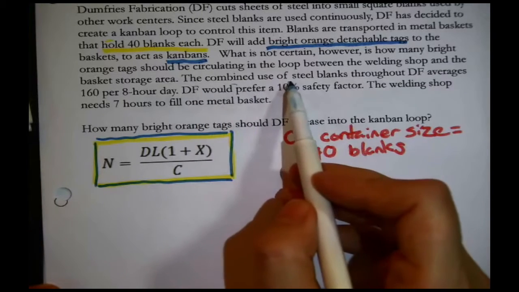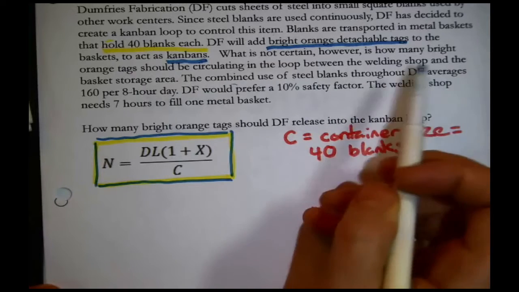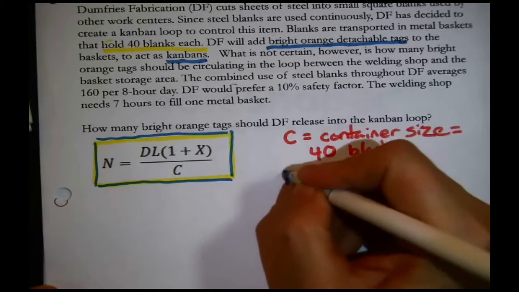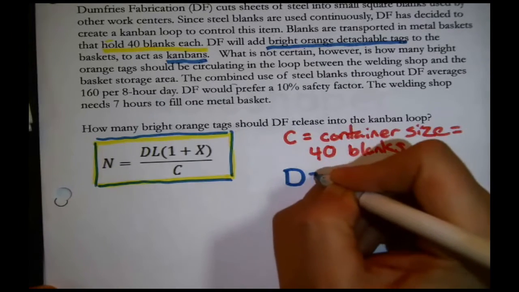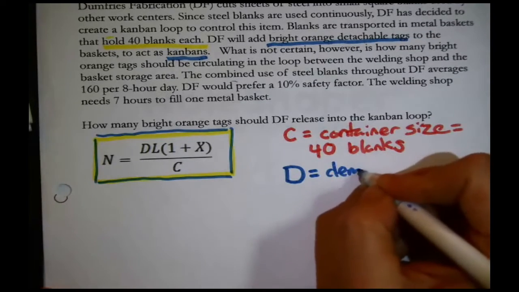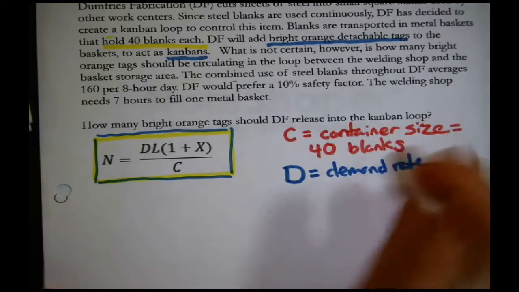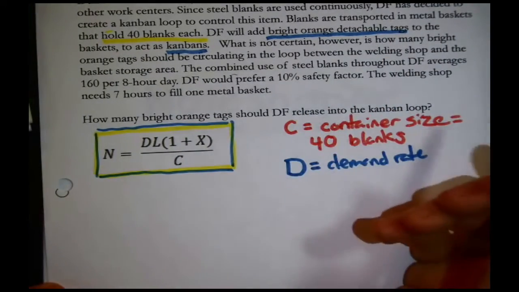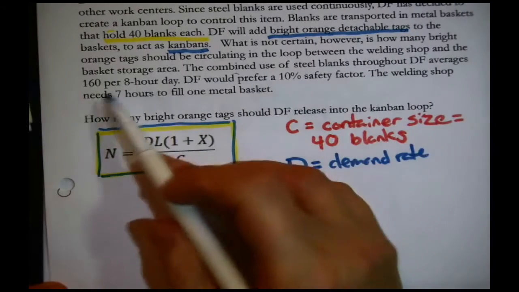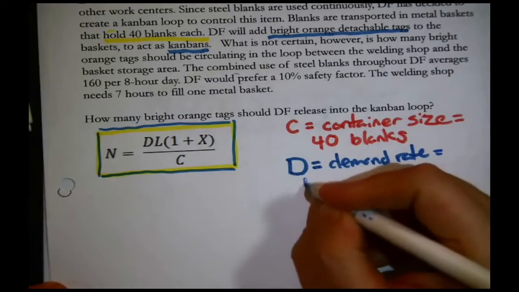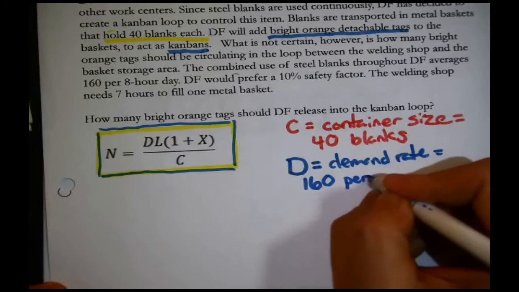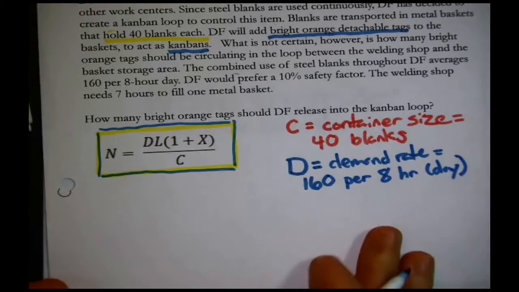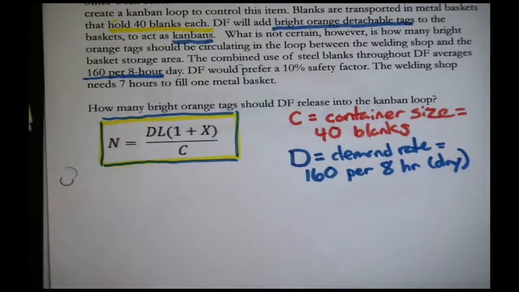The combined use of steel blanks throughout Dumfries Fabrication averages 160 per 8-hour day. I need that also, because that's the demand rate. That's exactly what they're talking about. These steel blanks, what's the need for them? How much is used? And there's a rate, 160, so I'm going to write that down. 160 per 8-hour day. Good, then I've got that part.